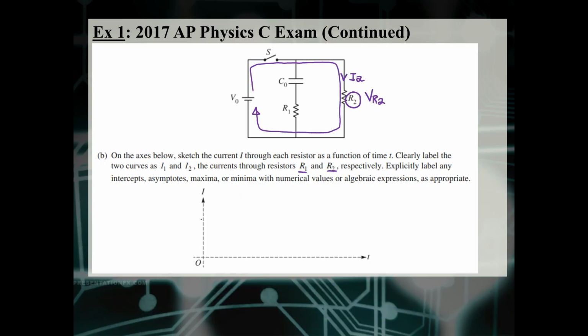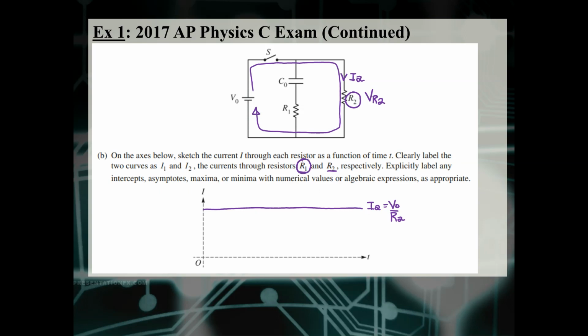So if we go back to our picture now and we want to draw what the current through resistor number 2 would be, it's constant, therefore it would just be a horizontal line. It'd be a horizontal line where the current is I2. And in terms of the variables given in the question, that would just be V naught divided by R2.